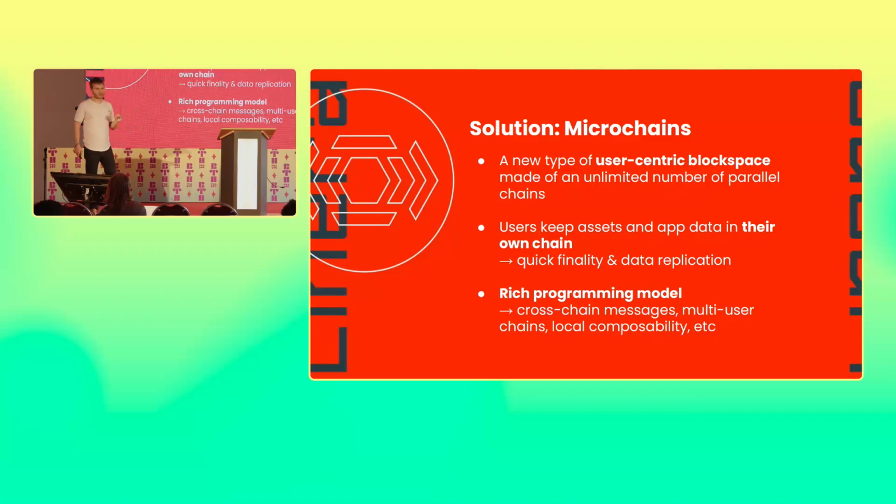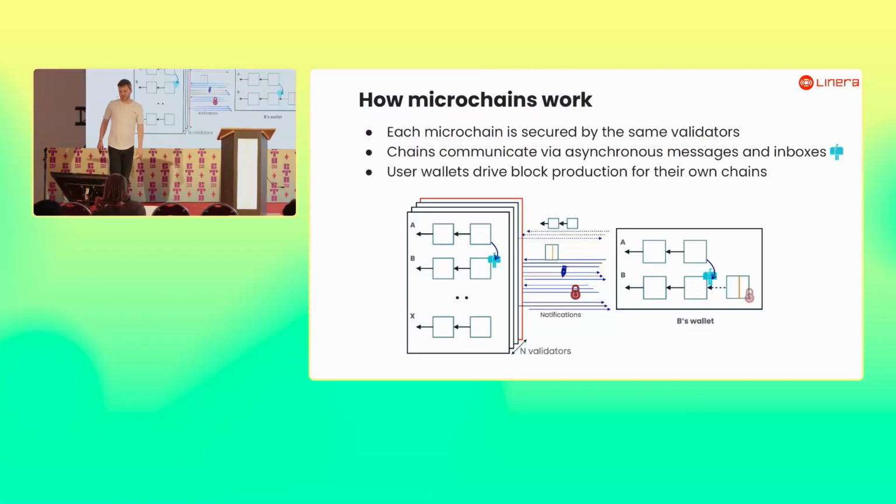It's changing the programming model. It's a bold move. We are giving up atomic composability, but we're going to replace that with a very rich programming model where you have messages that are very cheap. You have chains that belong to users, but you also have chains that are shared between users. And inside the chain, of course, you still have composability as usual. OK, so how does it look concretely when you have a system based on microchains?